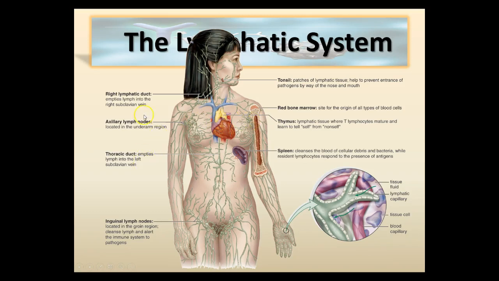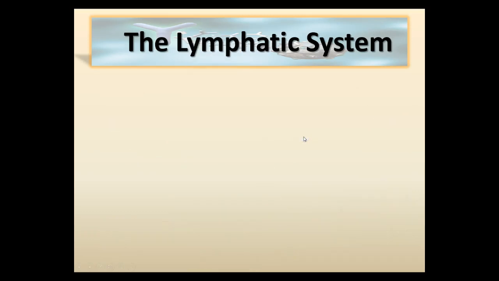Okay, and we can also see some other components. We can see some lymph vessels like the right lymphatic duct here, and we can see the thoracic duct here. Here we see the spleen, and up here the tonsils. So we'll be referring to this a lot as we continue through our discussion of the lymphatic system.